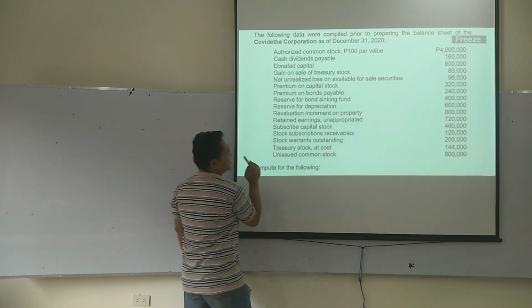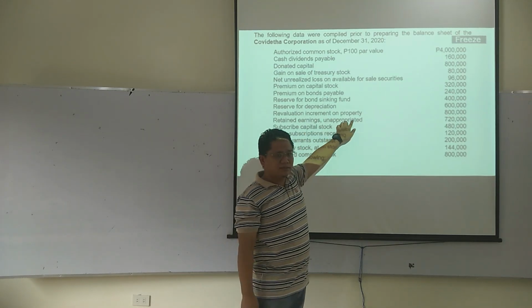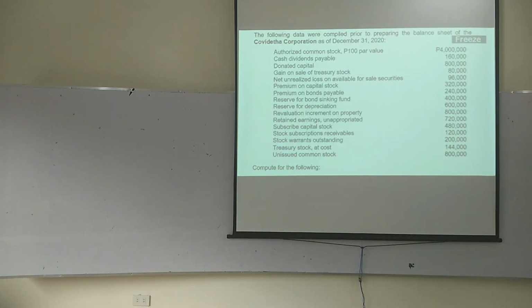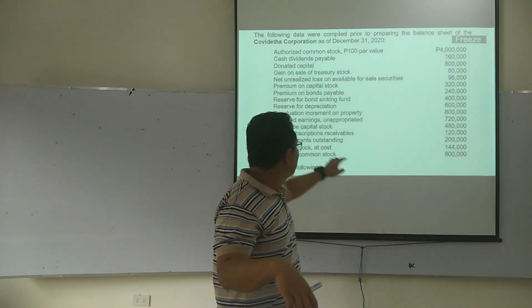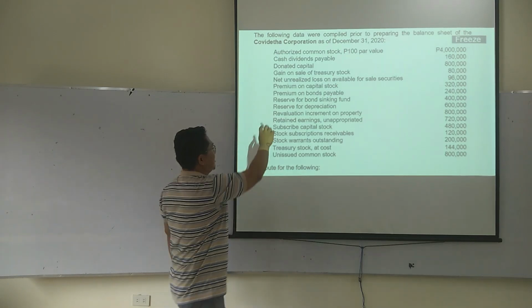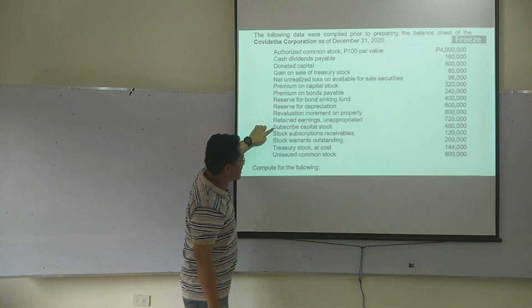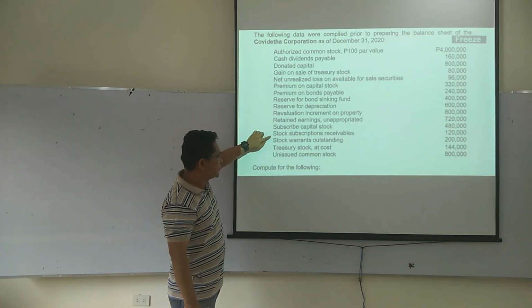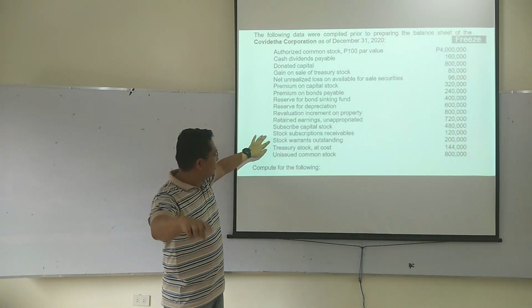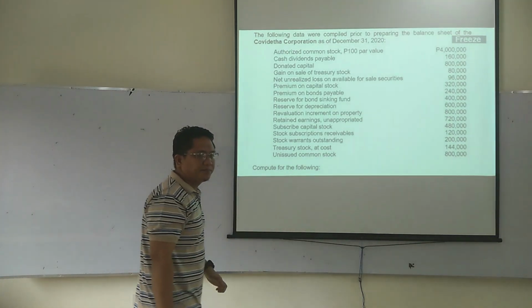Reserve for depreciation, of course, that's not part of it. So this is X. Revaluation increment on property, of course, is part of your stockholders' equity. Revaluation increment, revaluation surplus. It's part. Retained earnings unappropriated. Of course, retained earnings is part of stockholders' equity. Subscribed capital stock, check. Subscription receivable, check. Stock warrants outstanding, part of your additional paid-in capital, check. Treasury stock, of course, a deduction.